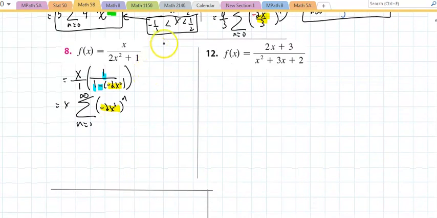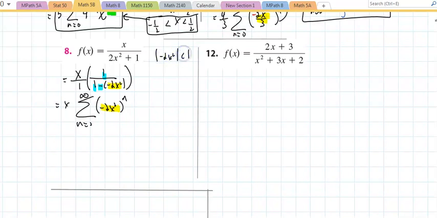And I'll go on the side and say negative 2x squared should be less than 1. So absolute value of x squared should be less than 1/2. x is less than 1 over radical 2. So my interval, x is between negative 1 over radical 2 and 1 over radical 2. That's my interval.